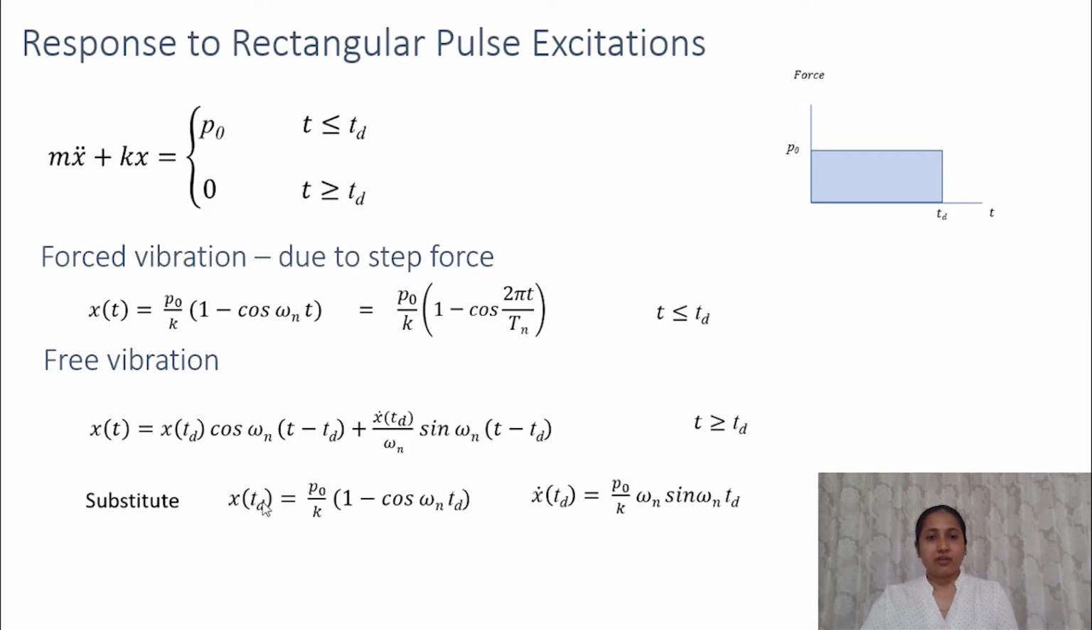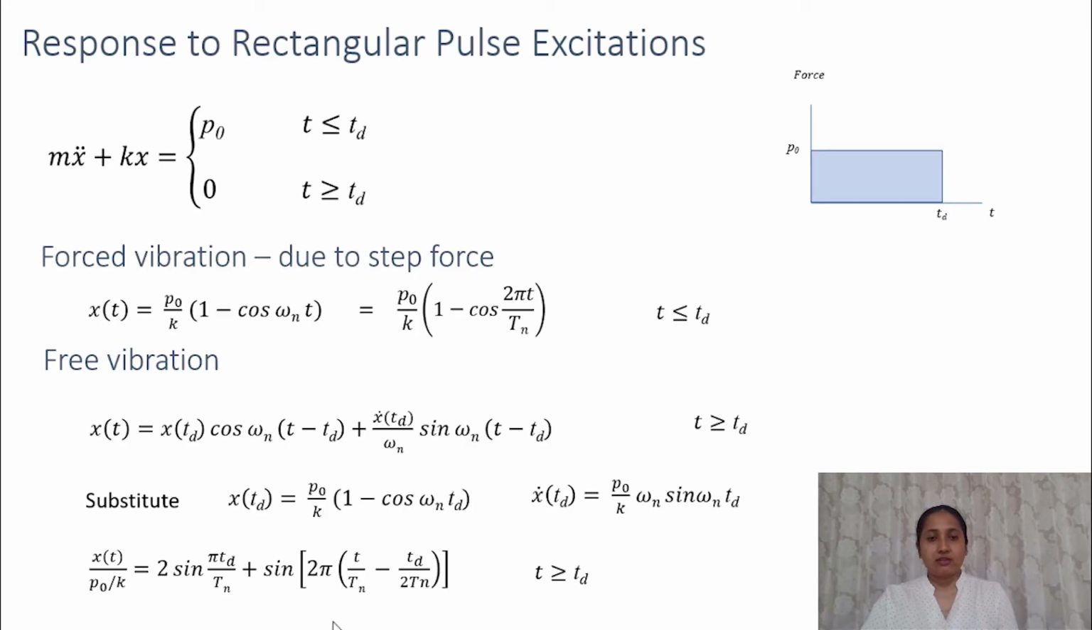So we can find the values of displacement and velocity at td by using this expression. We can substitute the value of td here and get x(td), and we can differentiate it once and substitute td, and we will get x dot (td). So we can substitute these two in this and get the expression for the free vibration. Make this substitution and simplify it.